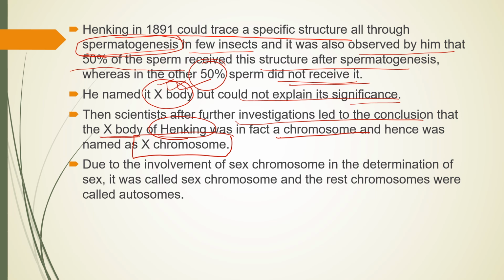Due to the involvement of this chromosome in the determination of sex, it was called a sex chromosome, and the rest of the chromosomes were all called autosomes. Now we will move on to your NCERT book where we will read what they have told. We have already initiated what we want to tell, and we will discuss as per the NCERT book now. So let's move on to that.